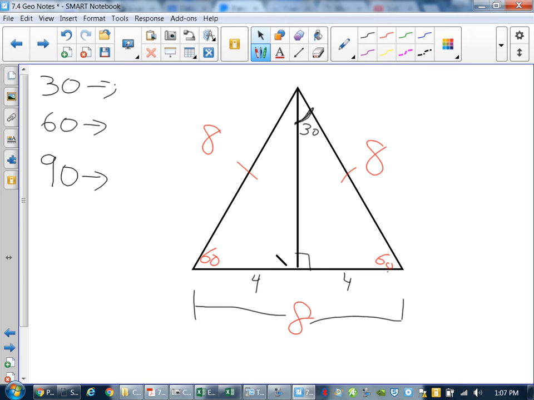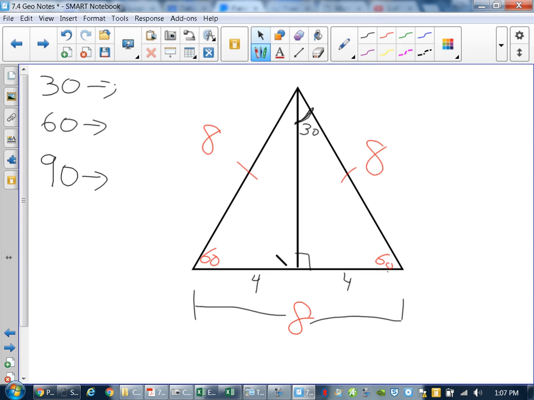Now, take a look at the two sides that we know. I know the side opposite the 30 is 4, and the side opposite the 90 is 8. What did you have to do from the side of 30 to get to the side of 90? Instead of adding, what are you doing? How much? We just doubled it.